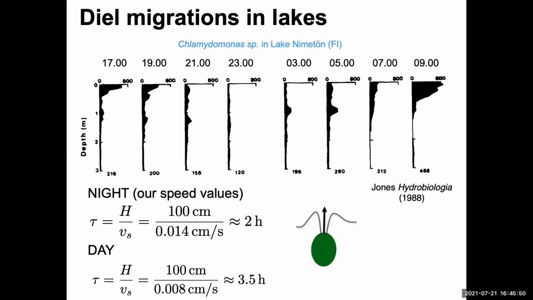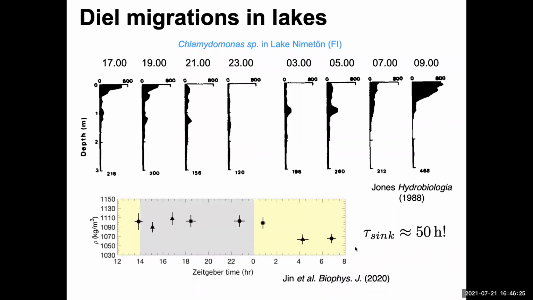So I don't want to take these estimates too seriously, but this is just to express the fact that an increase in swimming speed during the nighttime could have significant effects on the migration of cells in the water column, in, for example, lakes or the ocean. So it might have that kind of effect and advantage.